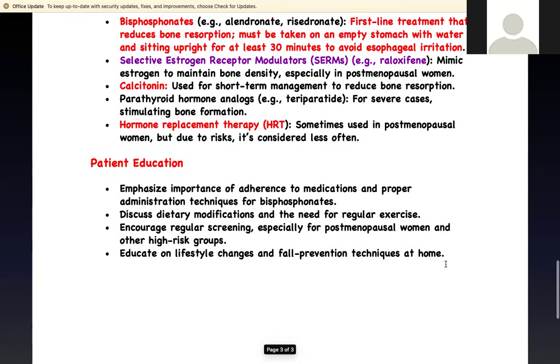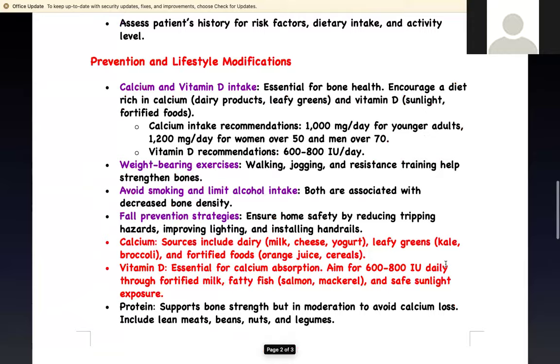And finally, patient education. You emphasize the importance of adherence to the medication, taking their medication, lifestyle modification, following their group exercise, and adhering to the risk factor measures that you have instituted to prevent worsening of the condition.